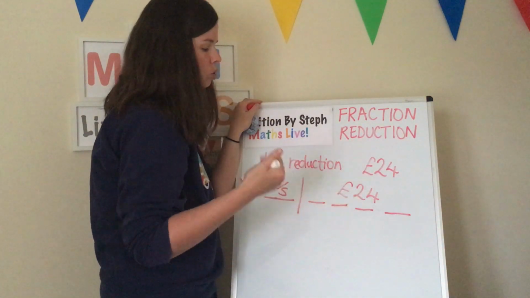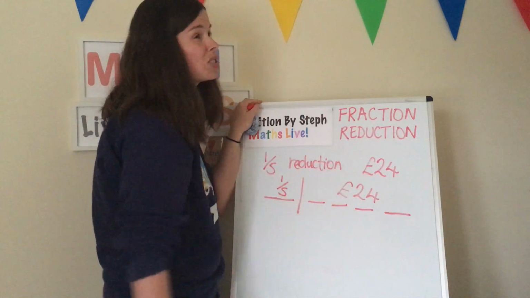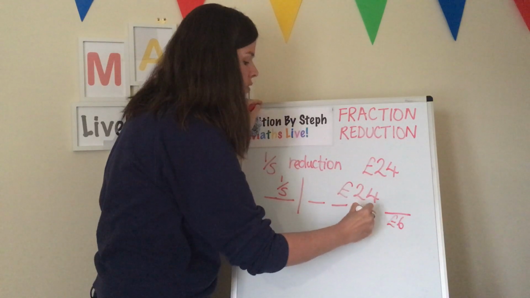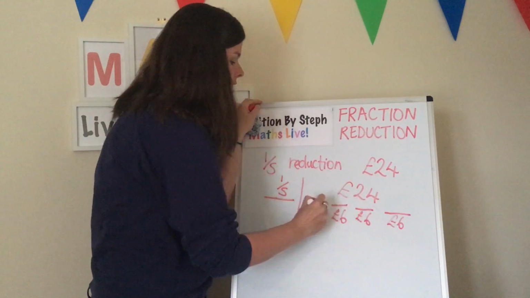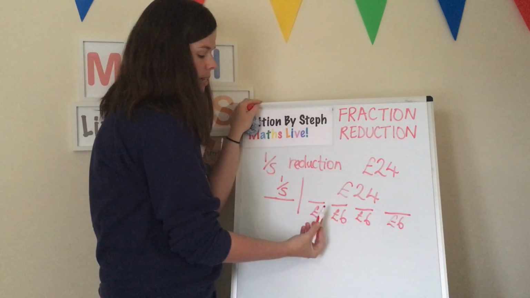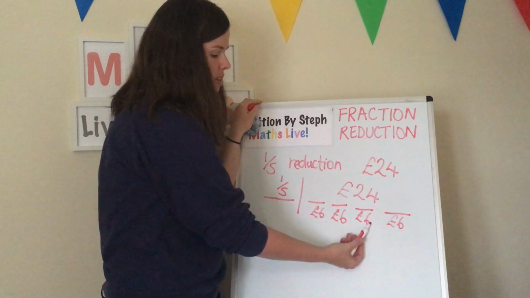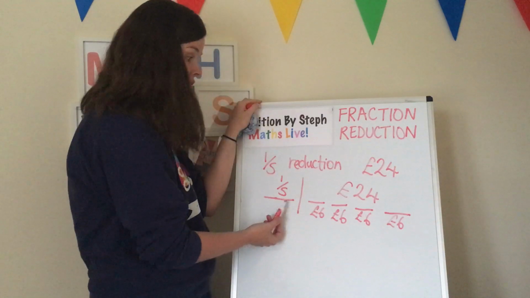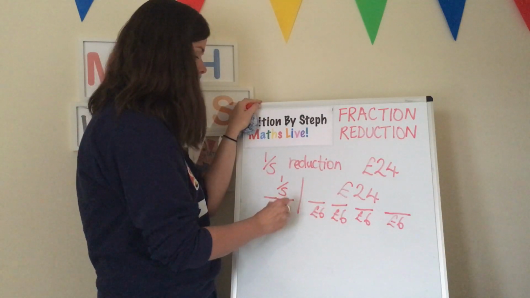So 1 4 is 4, 2 4s are 8, 3 4s are 12, 4 4s are 16, 5 4s are 20, 6 4s are 24. So each of those must have been 6. 1 6 is 6, 2 6 is 12, 3 6 are 18, 4 6 is 24. That means that 1/5 also must have been £6.